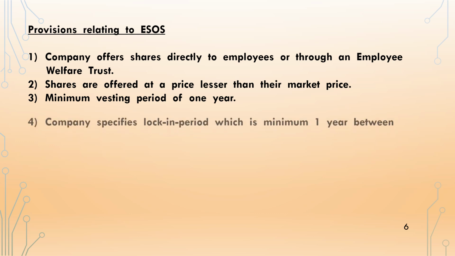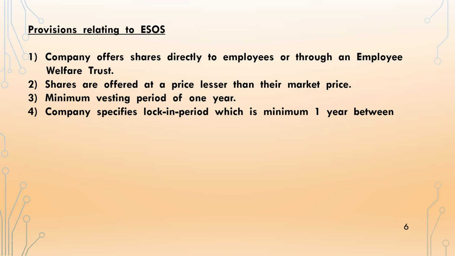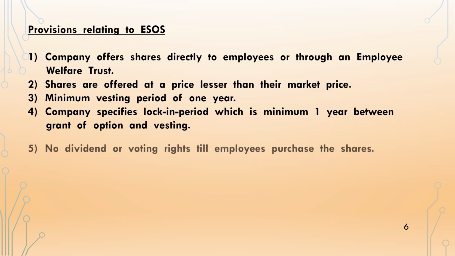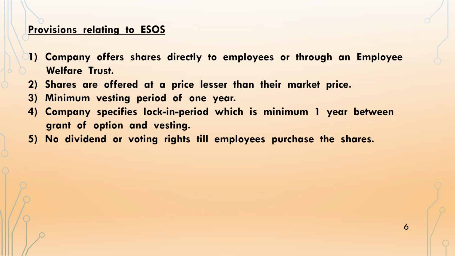Company must also specify the lock-in period. Now, what is lock-in period? Lock-in period refers to that period during which employees cannot sell their shares to outsiders. This period is of minimum 1 year between the grant of option by the company and the vesting period. Employees shall not enjoy dividend or voting rights till they actually buy the shares under this scheme.